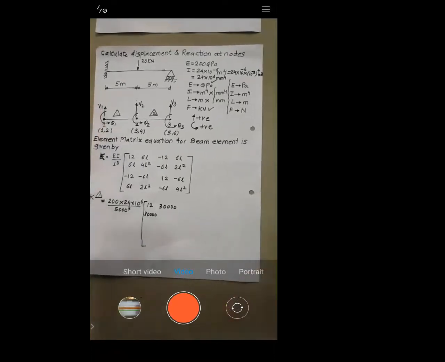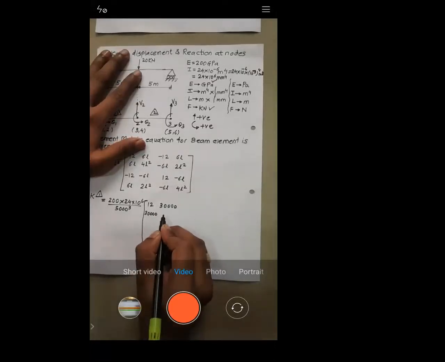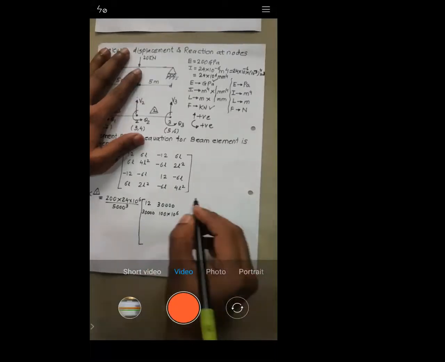Do it fast. 100 into 10 raised to 6. So I'll write down 100 into 10 raised to 6. Is it okay? Yes. Is it okay to each of you?